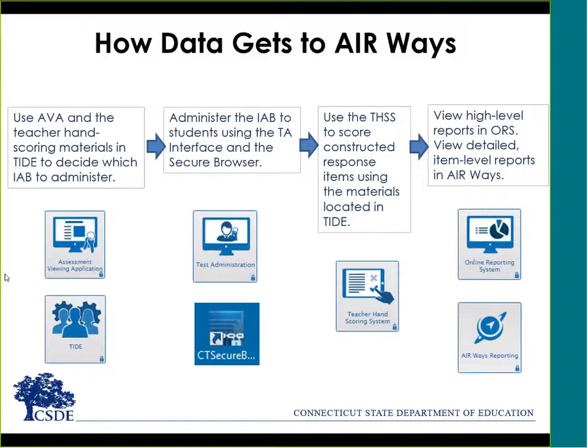Before we open Airways, it's important to understand how all the different systems within the Connecticut portal work in conjunction with one another. Initially, educators can use the Assessment Viewing Application, or AVA, and the teacher hand scoring materials located in TIDE to help them determine which interim assessment block, or IAB, to give students. A teacher might wonder if the items within the block align with the curriculum or highlight a skill with which students are struggling.